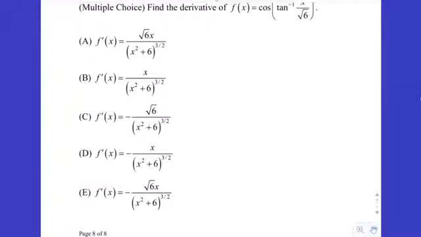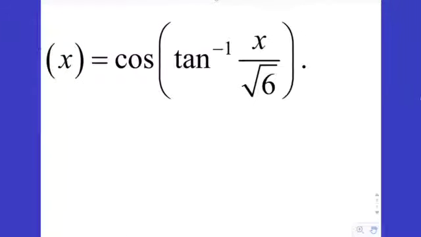All right, so let's actually do it. You have two options. You could take the derivative right here using the chain rule. There are 3 layers, right? The outside layer is cosine, the next layer is inverse tangent, and the next is x over the square root of 6. But if you do that, it's going to be negative sine of something, of inverse tangent, blah, blah, blah.